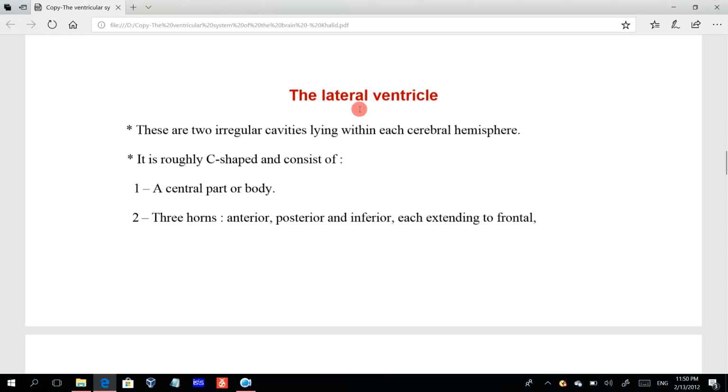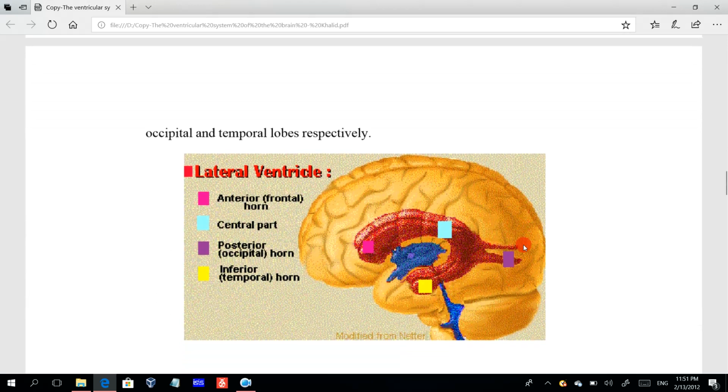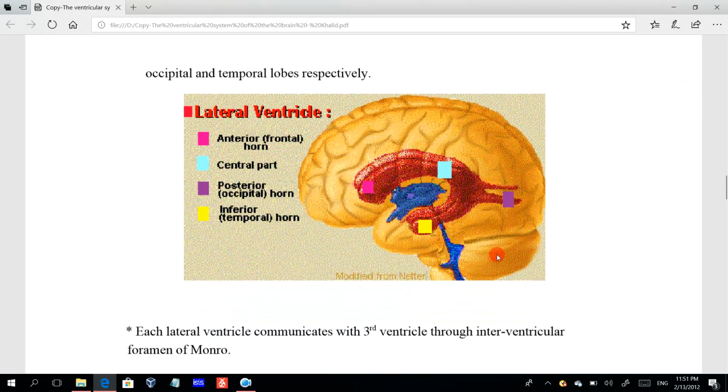So the lateral ventricles are two irregular cavities lying within each cerebral hemisphere. Each is roughly C-shaped and consists of a central part or body and three horns: anterior, posterior, and inferior, extending to the frontal, occipital, and temporal lobes respectively. So this is the red colored area. You see how it is extended.